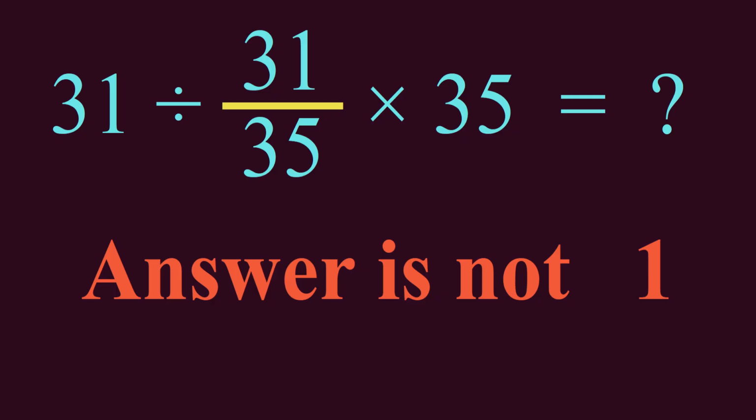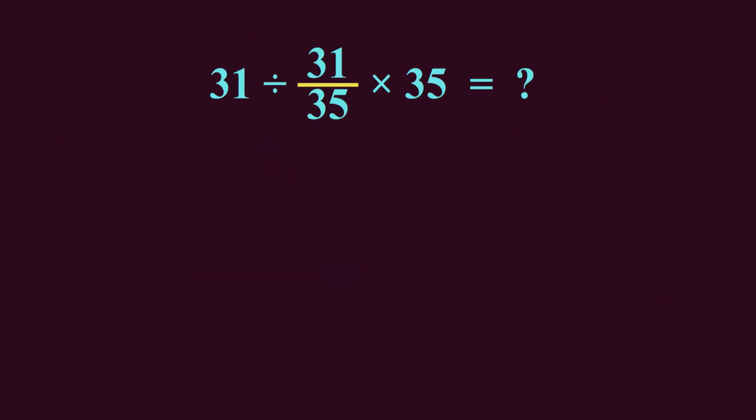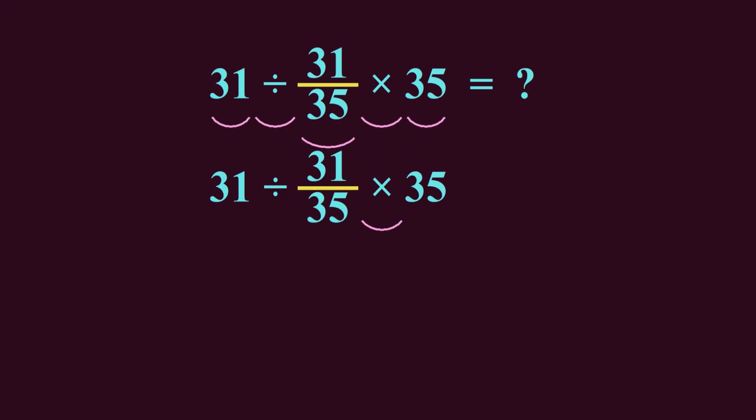In this informative video, our goal is to determine the numerical value of this statement: 31 divided by 31 over 35, then times 35. First, we do this multiplication, 31 over 35 times 35. We can easily cancel this 35 and this 35. So here we have this 31 only, and 31 divided by 31 equals 1.